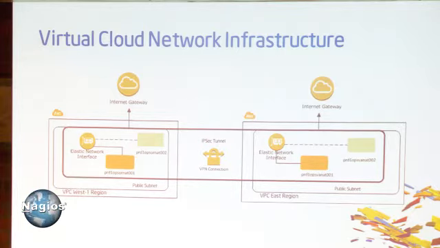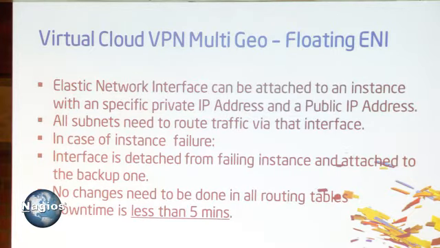And when we discover that the VPN connection is down, basically we are moving this elastic network interface from this instance to this one, and the same on the other region. Basically, that allows us to have the tunnel all the time up, basically. We call it a floating ENI.